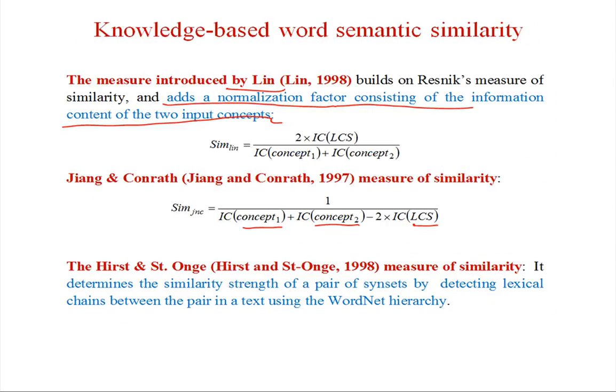Hirst and St-Onge's measure of similarity determines the similarity strength of a pair of synsets by detecting the lexical chain between the pair in the text using the WordNet hierarchy.